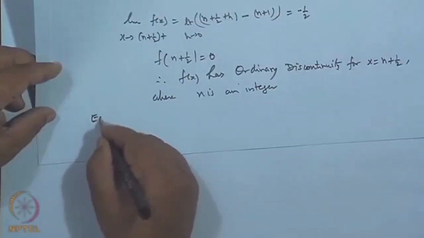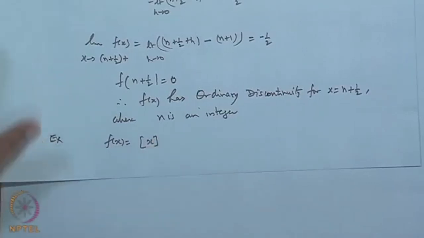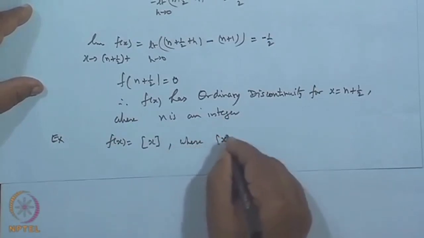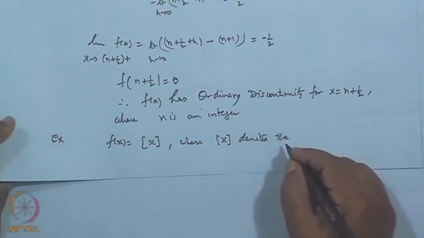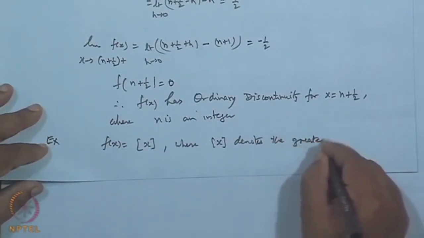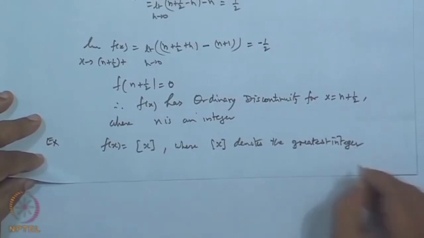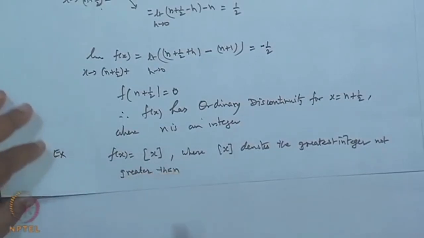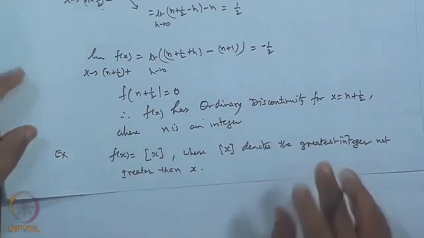Let's take another example. Suppose I take this very interesting and famous one, the box function, where f(x) equal to box x, where box x denotes the greatest integer not greater than x.